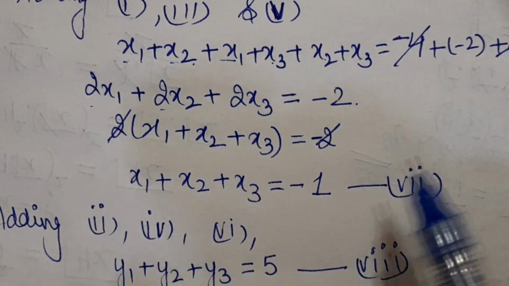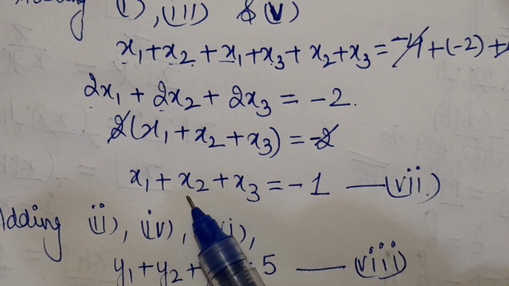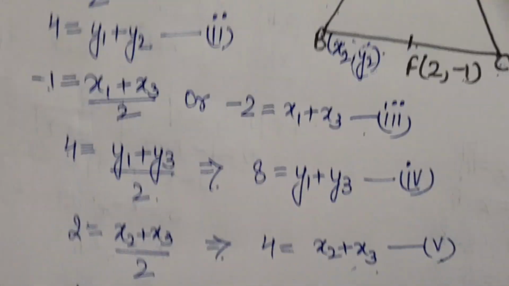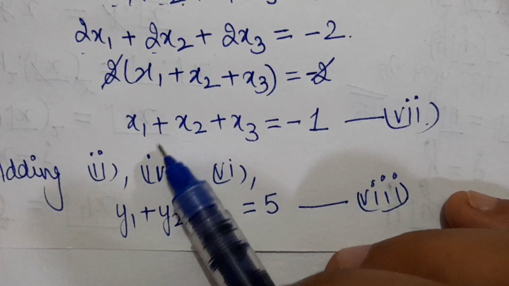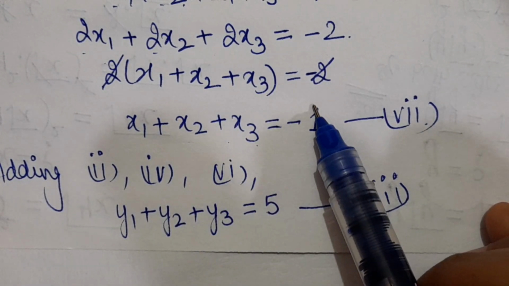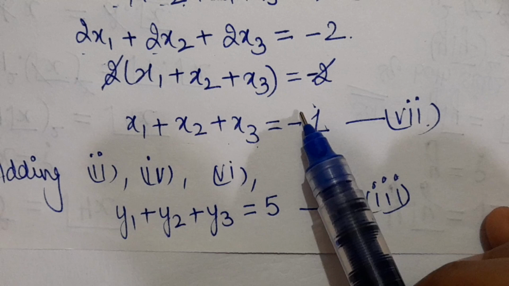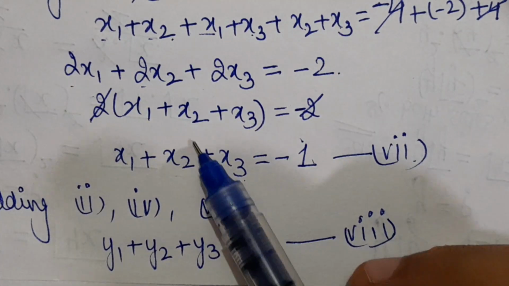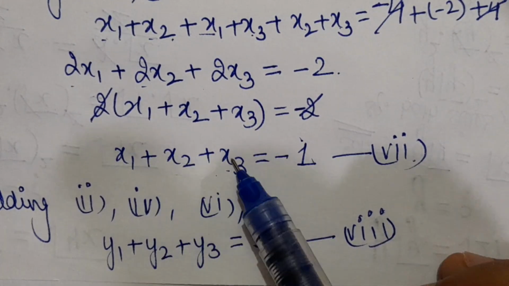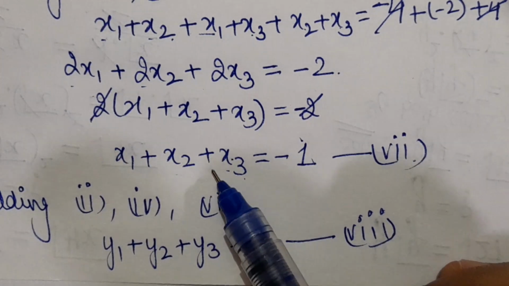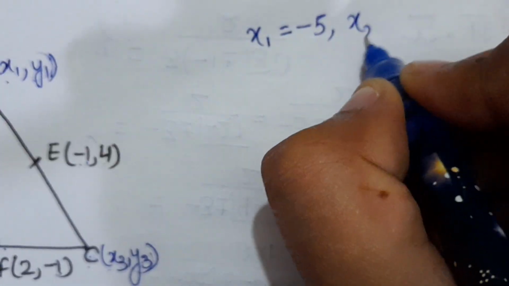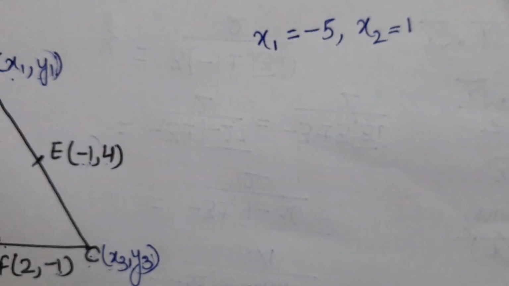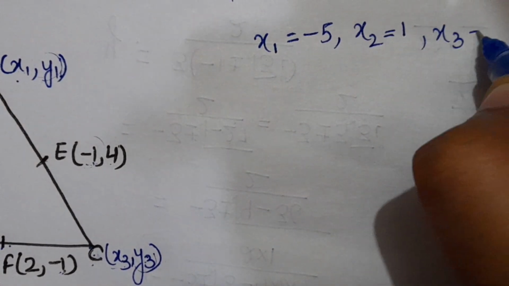Now our step is to first put the value of x1 plus x2 from equation number 1, that is -4. So -4 plus x3 equals -1, and we get the value of x3, that is 3. And similarly, putting the values of x2 plus x3 and x1 plus x3, we get the values of x1, x2, x3, that is x1 equals -5, x2 equals 1, and x3 equals 3.